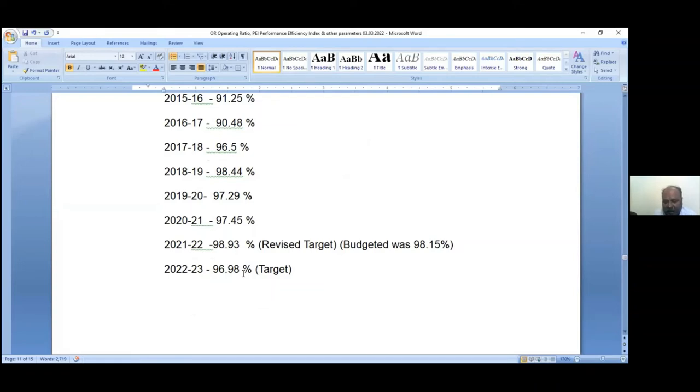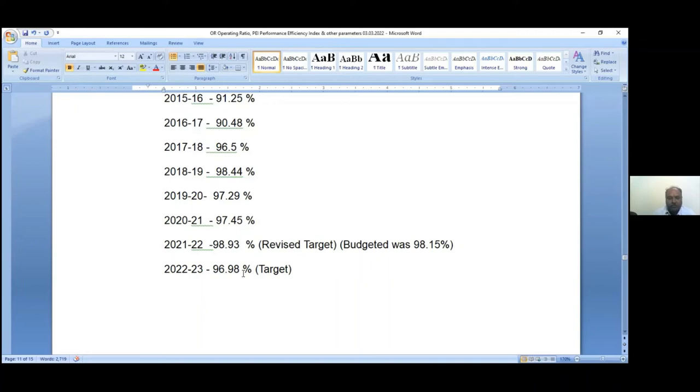However, in the current year, the budgeted figure was 98.515%. But at the RE stage, it was revised to 98.9. Because of COVID in 2020-21 also, the government has given a special grant to meet the pension liabilities. Otherwise, our operating ratio would be almost 150%. Just because the government has given a special loan to the pension fund, the operating ratio is actually 97.45%.